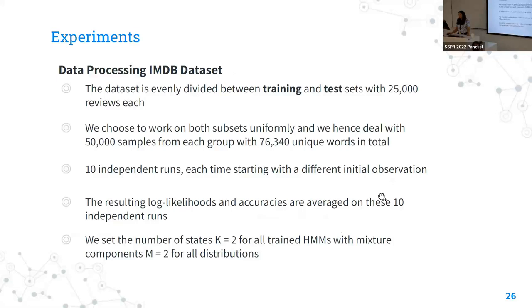The IMDB dataset is roughly the same method as well, where we summed up every word to be represented by a vector. For the hidden Markov model itself, we have chosen the number of states to be K equals 2, and the mixture components, we have set them to be M equals 2, and then we updated the mixture component each iteration.